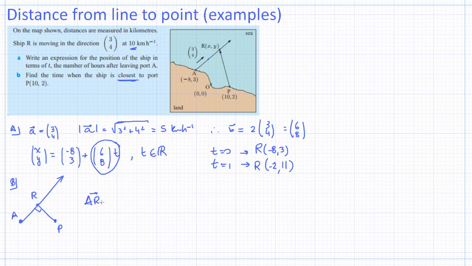I know that AR, RP or PR, if they are perpendicular, this has to be 0, right? Because AR is perpendicular to PR. If this is the shortest distance, they have to be perpendicular. Now, if they are perpendicular, I can take the dot product and that's going to be 0. So what would be AR? What would be any line AR?